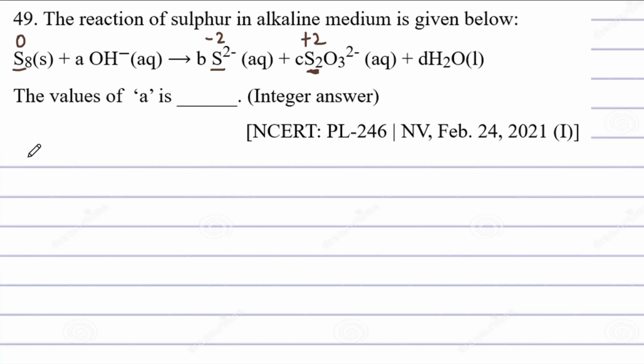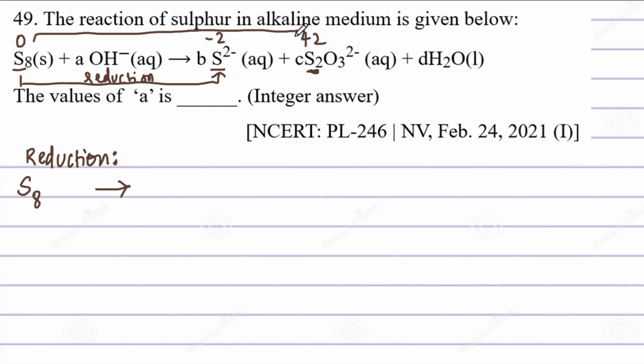So let us see the oxidation half reaction and the reduction half reaction. First, let us take the reduction half reaction. In the previous question, I explained using sulfur alone. I took S alone. But in this question, let us take S8 itself. S8 is reduced to what? S2 minus. How am I telling it is reduction? From 0 to minus 2. A decrease in oxidation state is reduction. Then from 0 to plus 2.